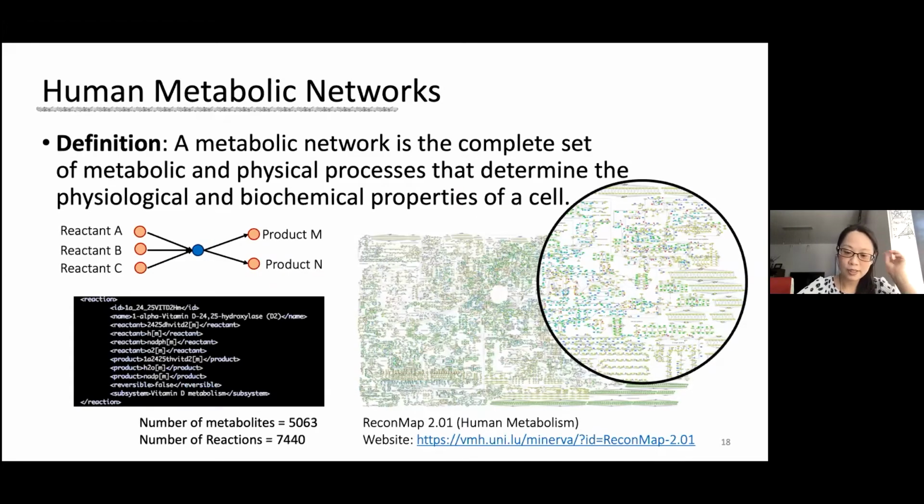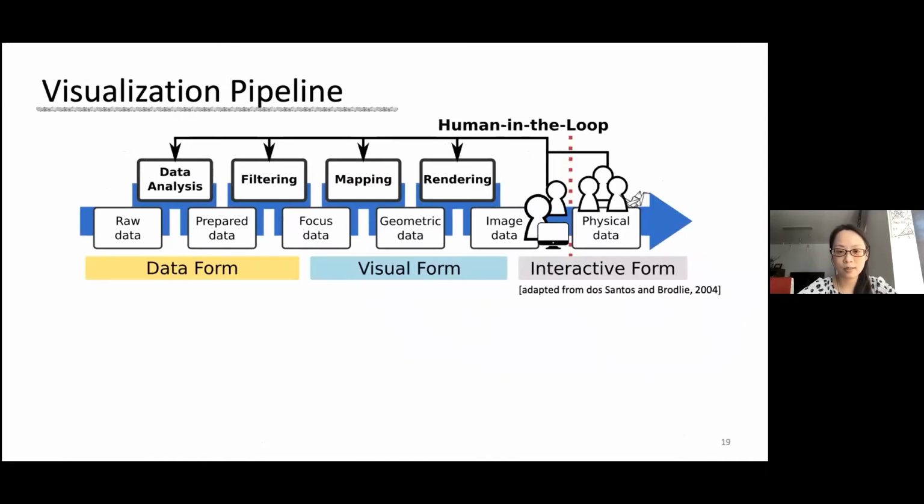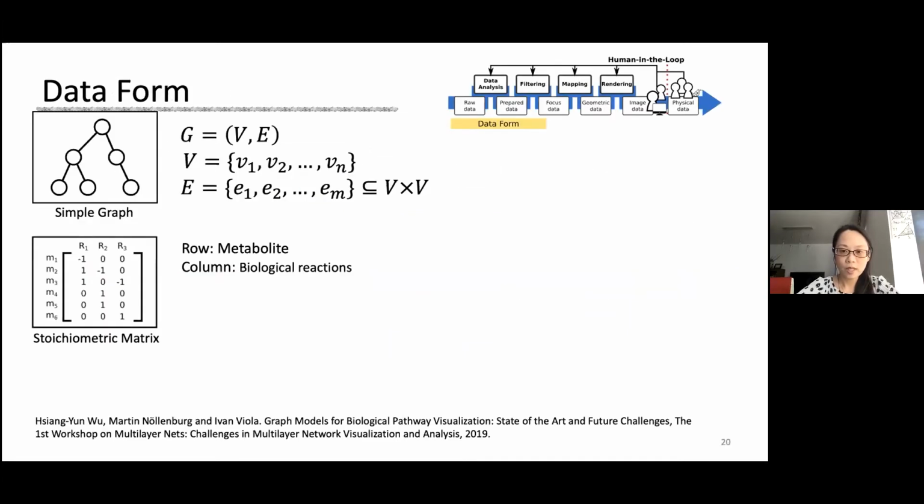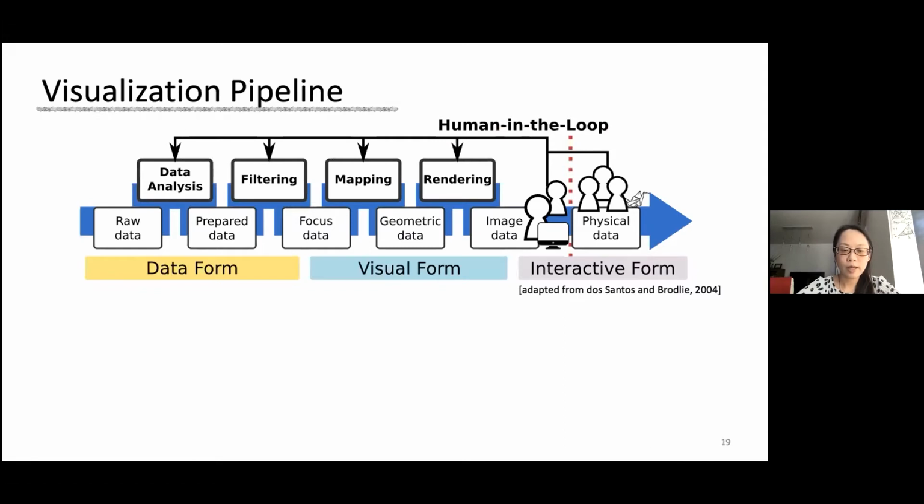Unfortunately, this kind of hand-crafted diagram was crafted by 5 undergraduate students within 20 months, and they have to manually create this type of diagram, which is very time consuming. And our idea is how to improve such a complex process. So this visualization pipeline I can further divide into data form, visual form and interactive form.